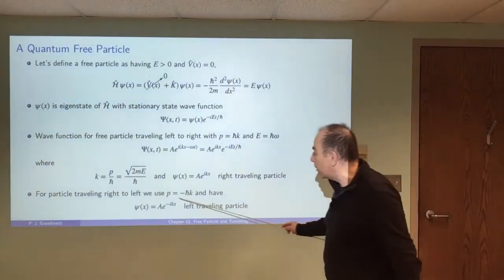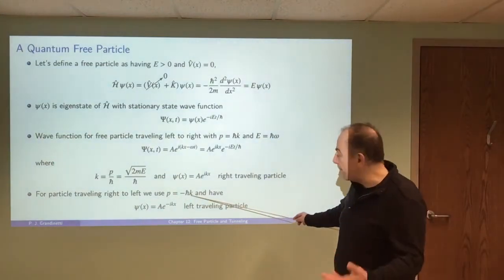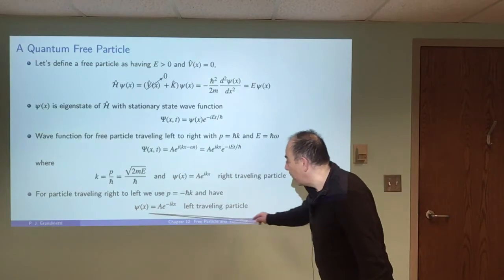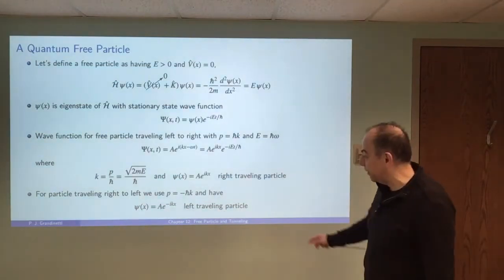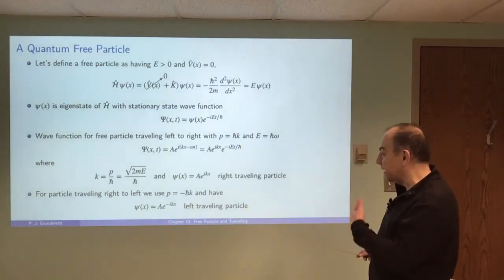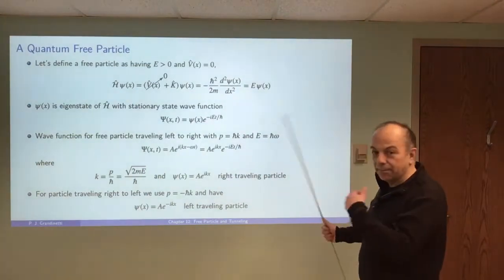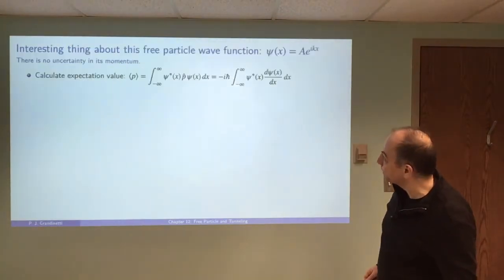Now for our left traveling wave, our momentum is the opposite in sign, and the wave has a negative sign up here. So a negative sign means it's going to the left, positive sign means it's going to the right.